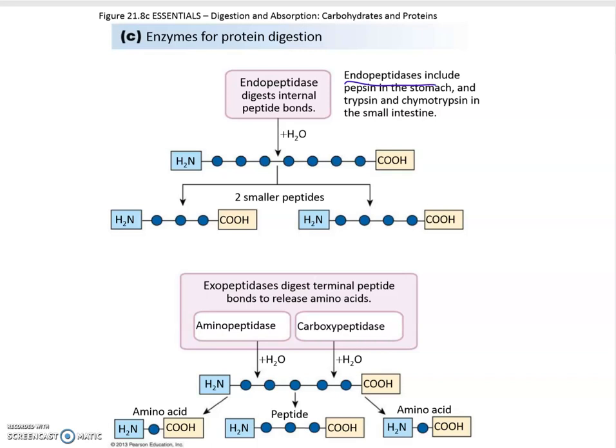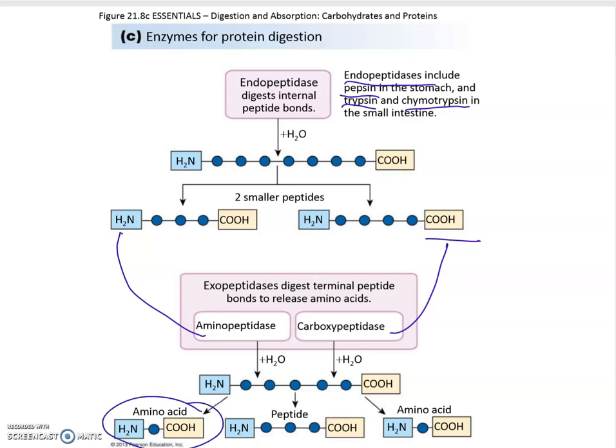Here are some more examples. Pepsin works in the stomach. That's definitely a protease. Then we have trypsin and chymotrypsin in the small intestine. All of them start nibbling away on those proteins. You have aminopeptidases and carboxypeptidases that are starting from either the carboxy end, if it's a carboxypeptidase, or from the amino end, if it's an aminopeptidase. And so they're chopping down these proteins from the various ends. And in the end, you're going to have simple amino acids.